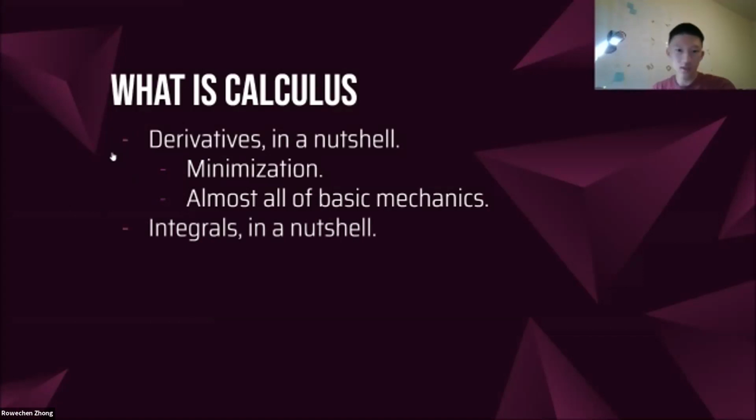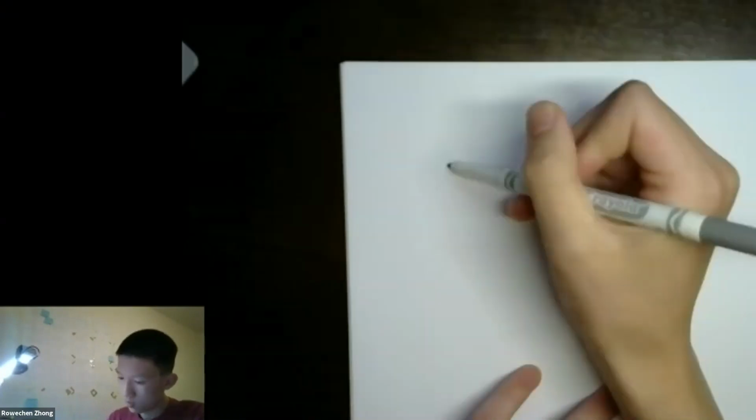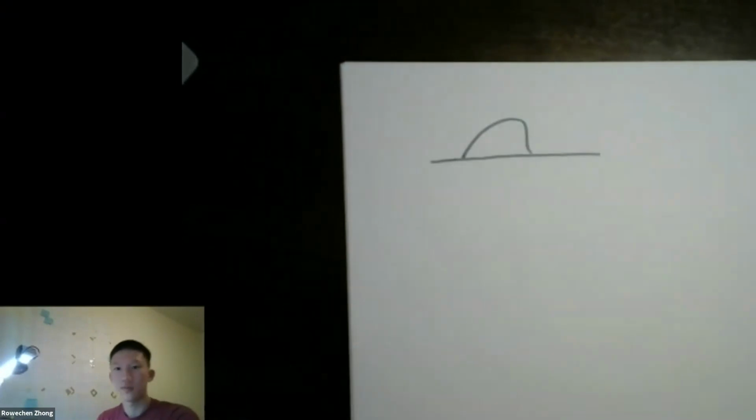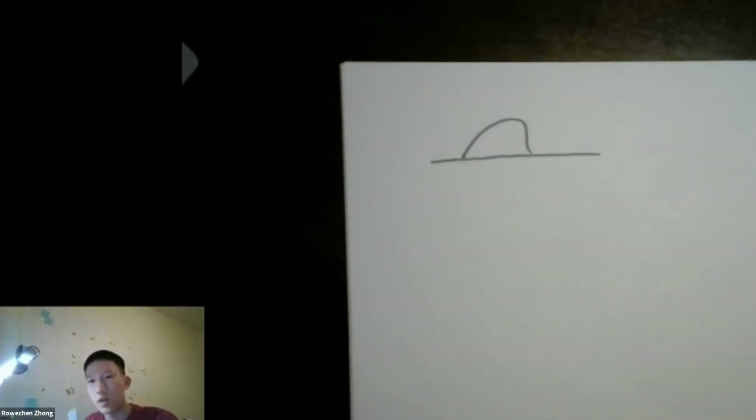Integrals in a nutshell. What is an integral? Let's check it. The basic idea of an integral is if I've got a bunch of really small things and I want to add them all together, that's what an integral is. So for example, I've got this little hill over here. Hill is made of sand. So I'm at the beach, all right? This is a hill.